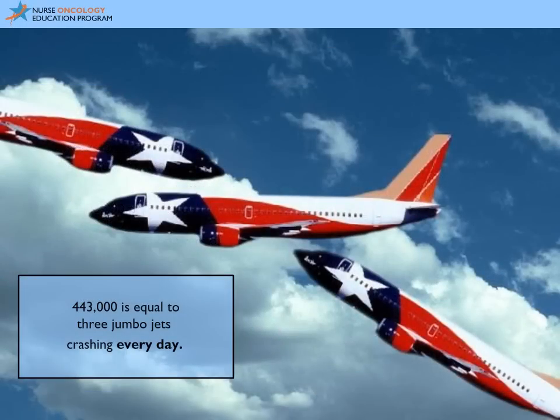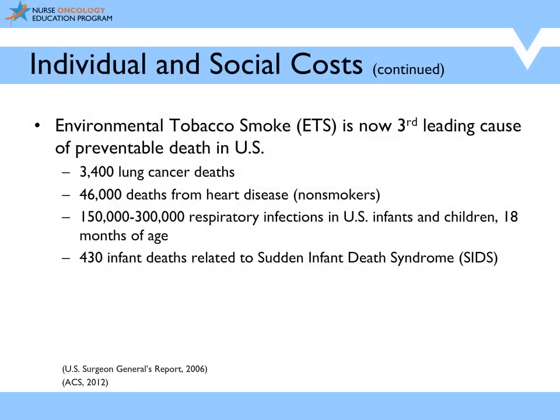Let's talk about that number, 443,000 people dying, premature deaths. That represents approximately 3 jumbo jets colliding mid-air every day over some U.S. city. Let's move on to environmental tobacco smoke, or ETS, also called secondhand smoke.